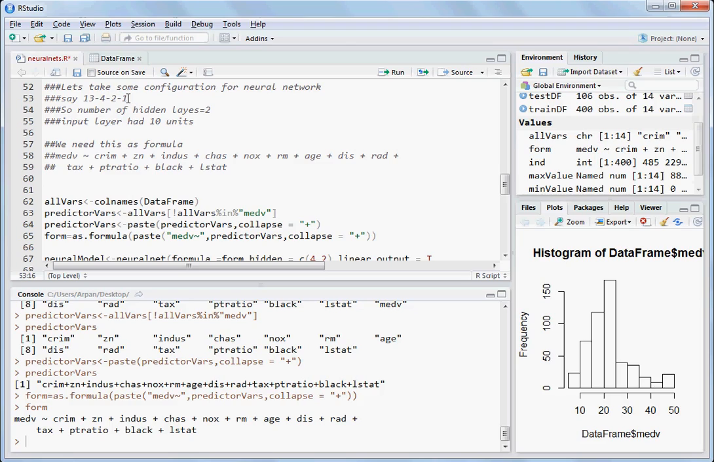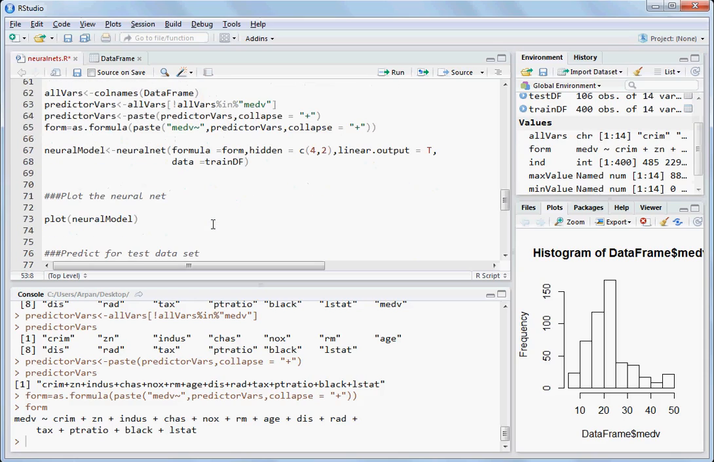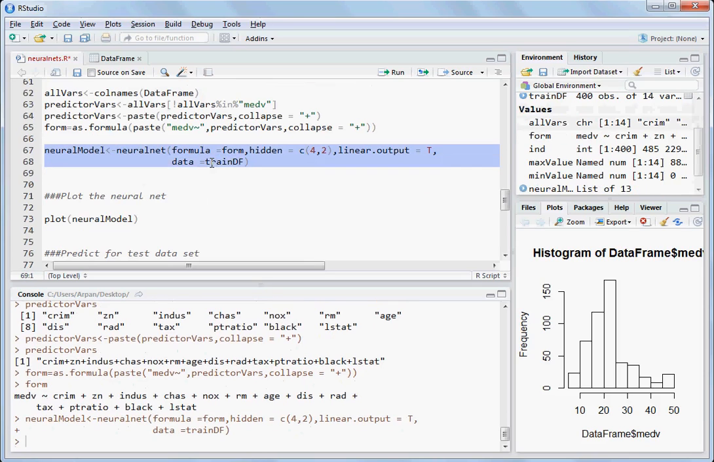That is the median value of the house. So 13 variables are there. Let's check it out. Data is the trained data frame on which we want to fit the model. So let's do it. It has converged. Now let's plot it.